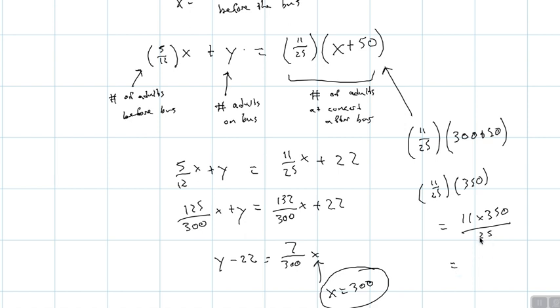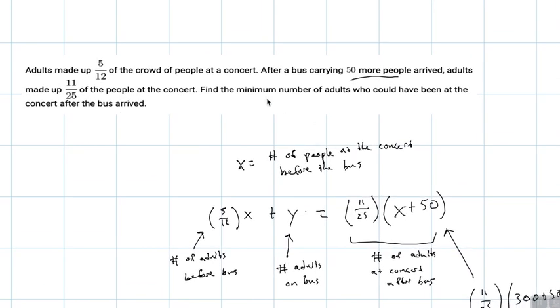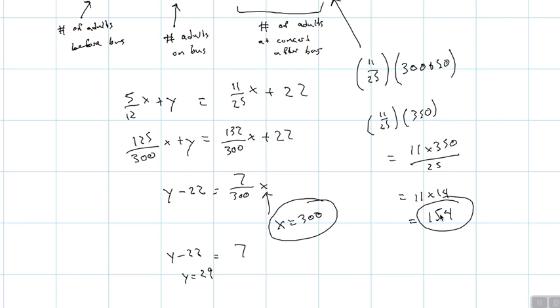350 divided by 25 is 14. And 11 times 14 is 154. And that is the number of adults at the concert after, or the minimum number of adults who could have been at the concert after the bus arrived, 154 adults.